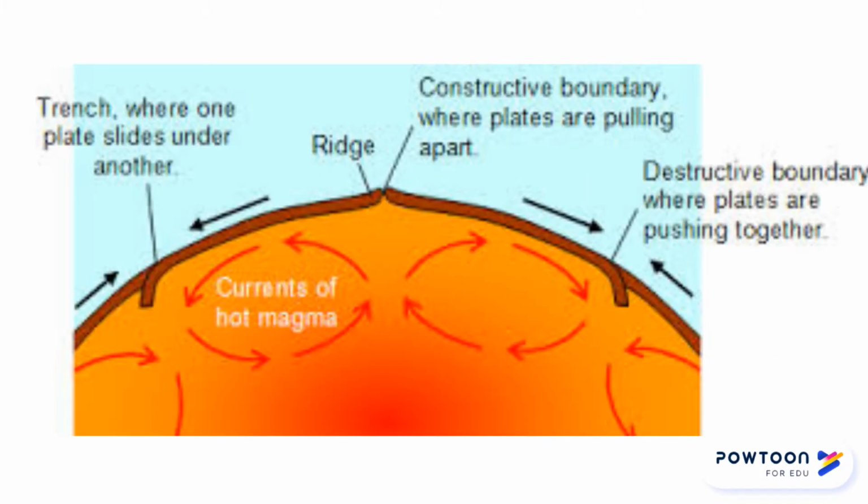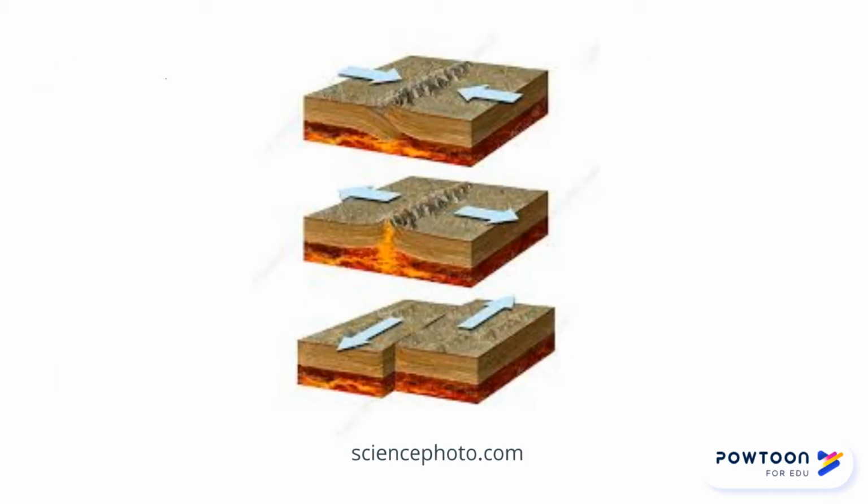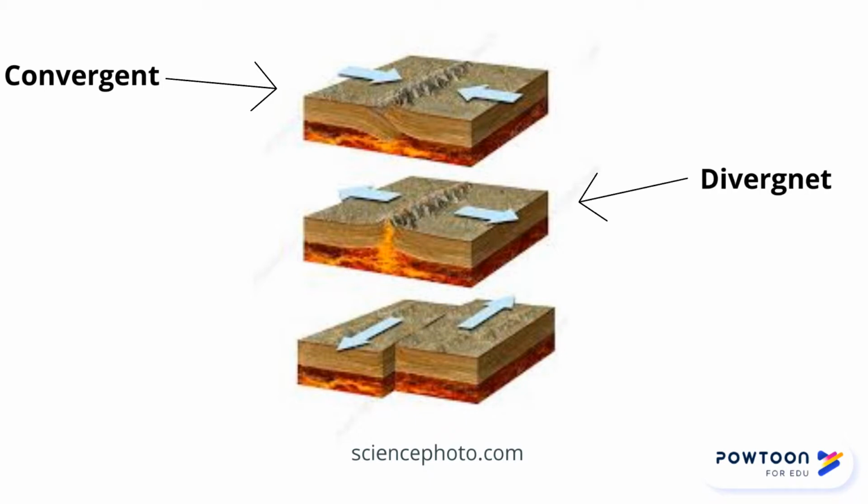These plates are constantly moving due to magma currents below them and often interact with each other. Plates can converge, which means when they collide. Plates can also diverge, which is when they move apart. And finally, they can have a transform fault, which is when two plates slide past one another.